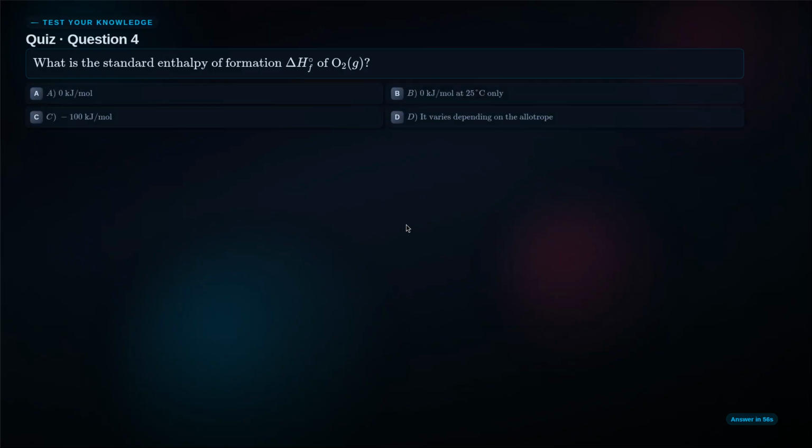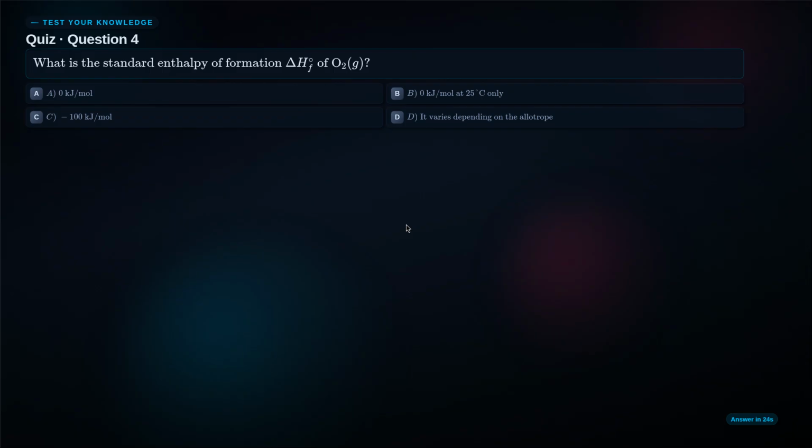Quiz question 4. What is the standard enthalpy of formation of O2 gas? Option A, 0 kilojoules per mole. Option B, 0 kilojoules per mole at 25 degrees Celsius only. Option C, negative 100 kilojoules per mole. Option D, it varies depending on the allotrope.